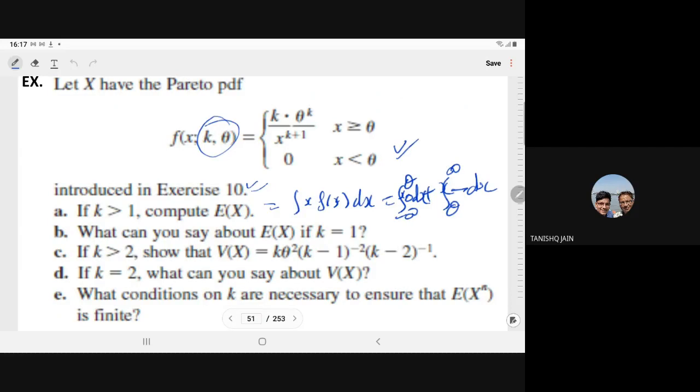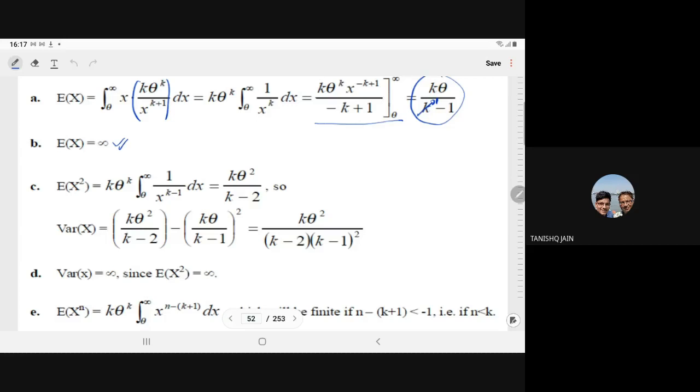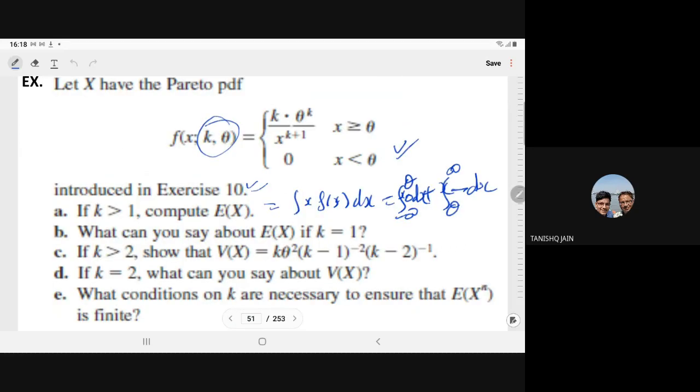But we don't know theta. Theta can be zero as well. Theta is not defined here, so theta can be zero. In question number 10, I have not checked; presently I haven't got the book, so you can check. In question number 10 they have given this PDF, so there definitely they have given what theta is.